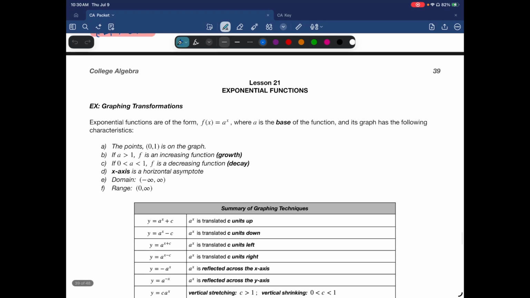All right, guys, welcome to lesson 21. In this lesson, we're going to talk about exponential functions. The first thing you should know is that this is the form that they take.